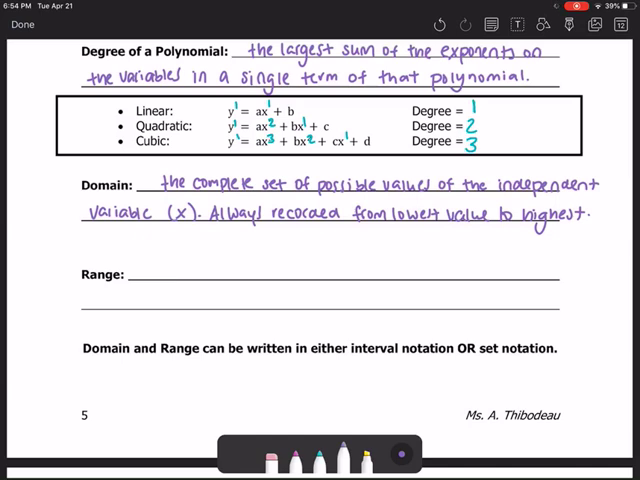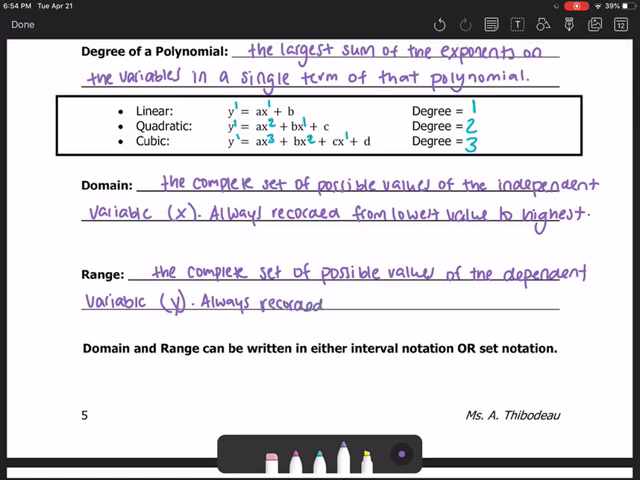The range is quite similar, except this time the range is actually going to be the complete set of possible values of the dependent variable, which again is usually our y, but if not y, will be found on our y-axis. And it is always recorded from lowest value to highest value as well, particularly in interval notation.